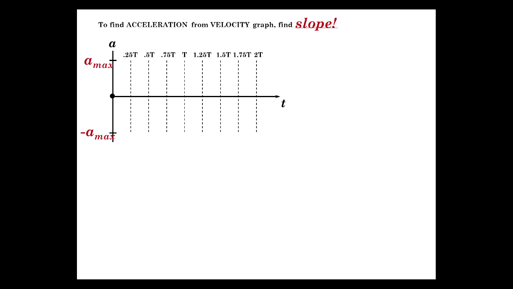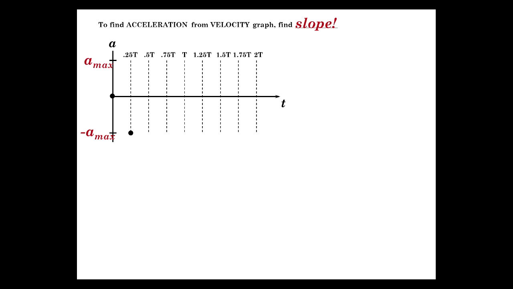Now at 0.25 T, we're all the way over here. At that point, it's being accelerated toward the equilibrium position, and it's a maximum value of acceleration. So that's in the left direction, which is negative. So it's actually a negative acceleration.